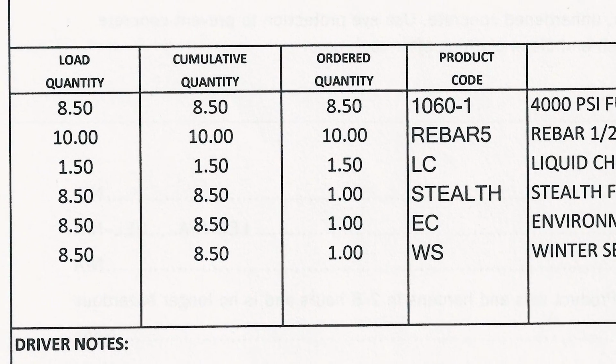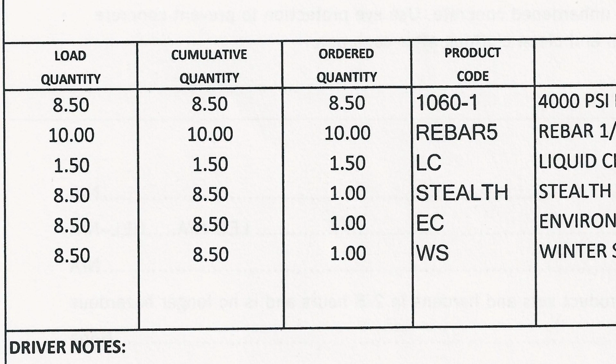Our sample ticket shows that we are hauling an 8.5 yard load. The ordered quantity column shows how many total yards are ordered for this pour, and the cumulative quantity column shows how many of those loads have been loaded. Our order is for 8.5 yards, so we are bringing all the concrete to the job that the customer needs for this pour.